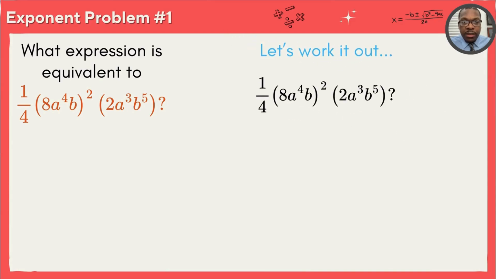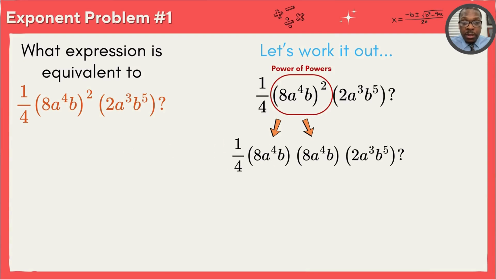So let's expand it. And we're going to start here because we know that's a power raised to a power. So we're going to expand that. It says to do it to the 2nd power, so we're going to write it out twice. We're going to put 1/4 times 8a to the 4th b once, 8a to the 4th b twice, and then write the rest.